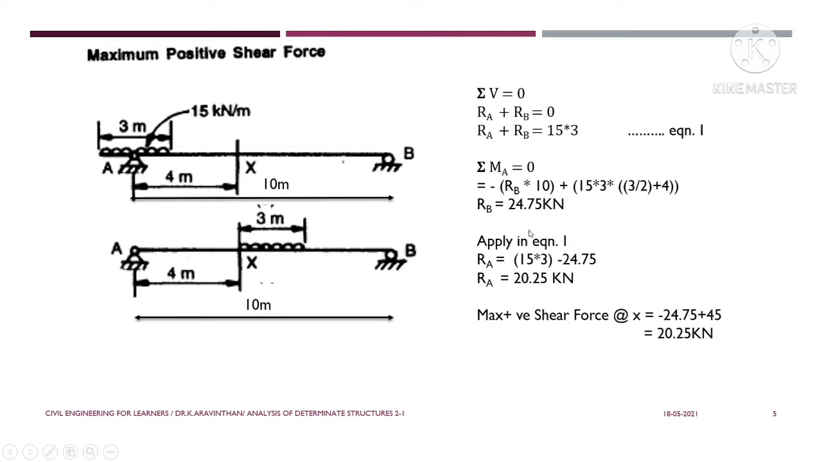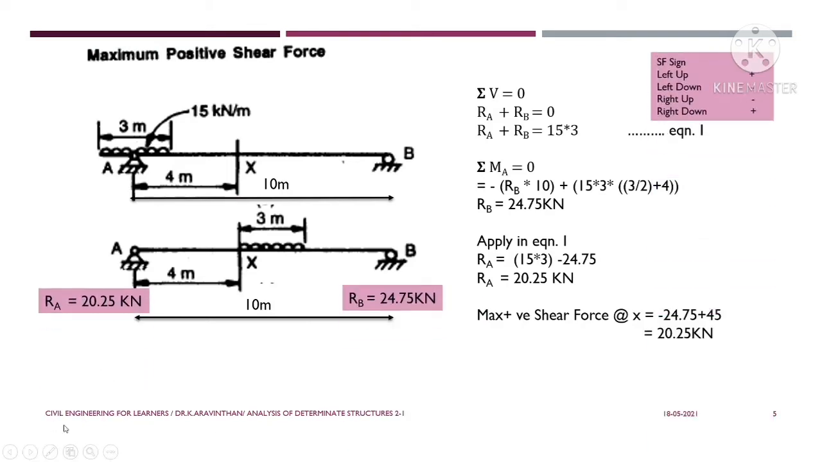How? You have to substitute this RB in this equation, and you will be getting RA by taking this outside. I have taken this outside and substituted here. I got RA is 20.25. Now to find the maximum shear force, the two reactions are written here.